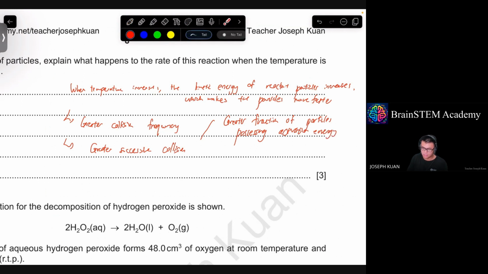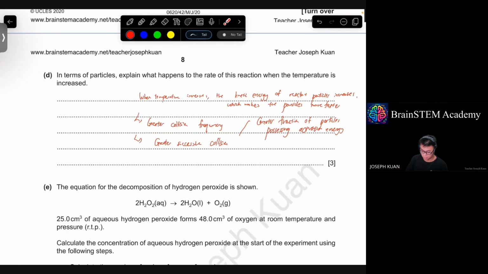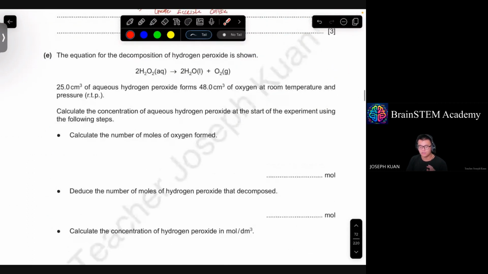All right, they finally lead to greater successful collisions. Now, the equation for the decomposition of hydrogen peroxide is shown. 25 cm³ of aqueous hydrogen peroxide forms 48 cm³ of oxygen at room temperature and pressure. Calculate the concentration of aqueous hydrogen peroxide at the start of the experiment using the following steps. Calculate the number of moles of oxygen formed.